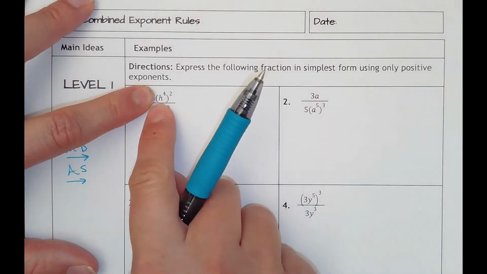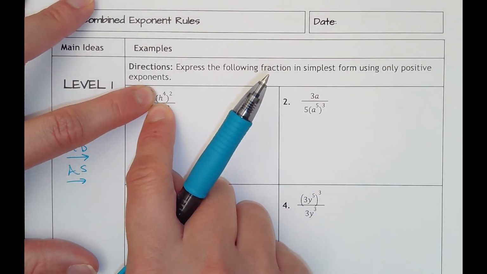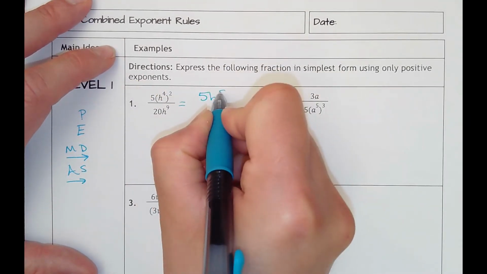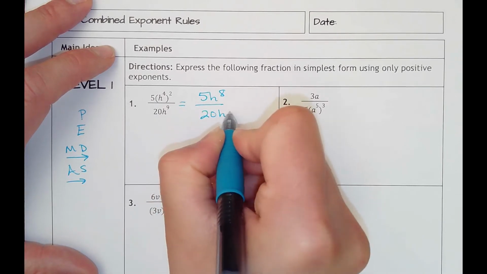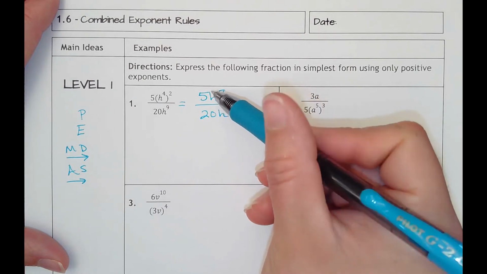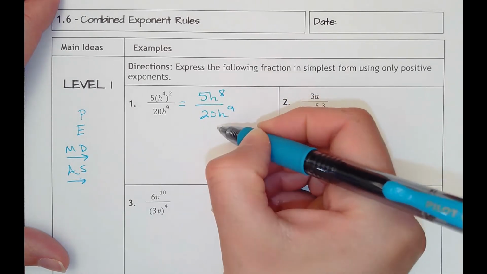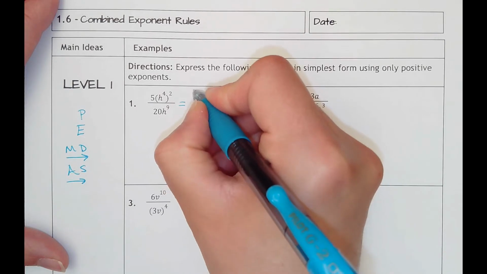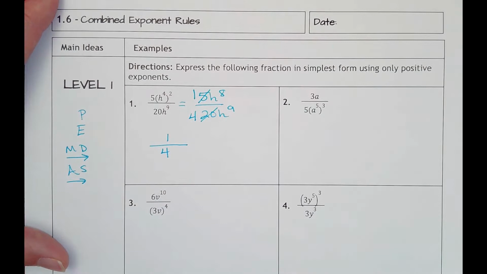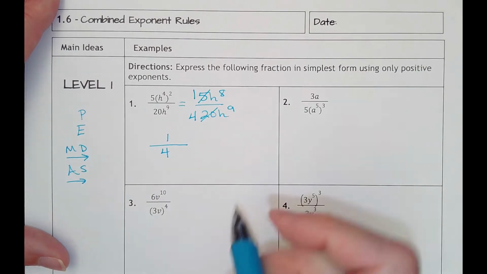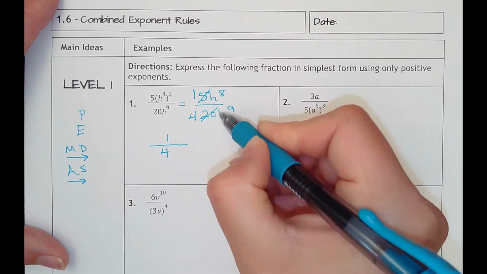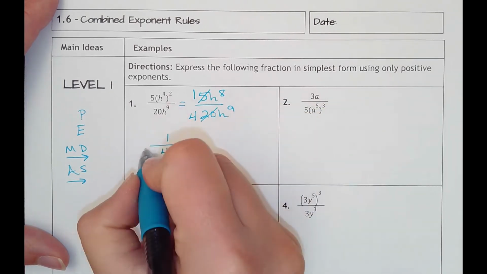Okay, so looking at just this part, we would do our power rule, which says to multiply 4 times 2. So that's really 5h to the 8th power over 20h to the 9th. Then my job is to do quotient rule, or divide, and simplify this. So 5/20ths, I could take out a 5, that would be a 1. 20 divided by 5 is 4. So I like setting up my numbers first, and that helps my fraction get set up. And then subtracting 9 minus 8 is 1, and there would be more on the bottom. So I'd have 1 over 4h as my answer.